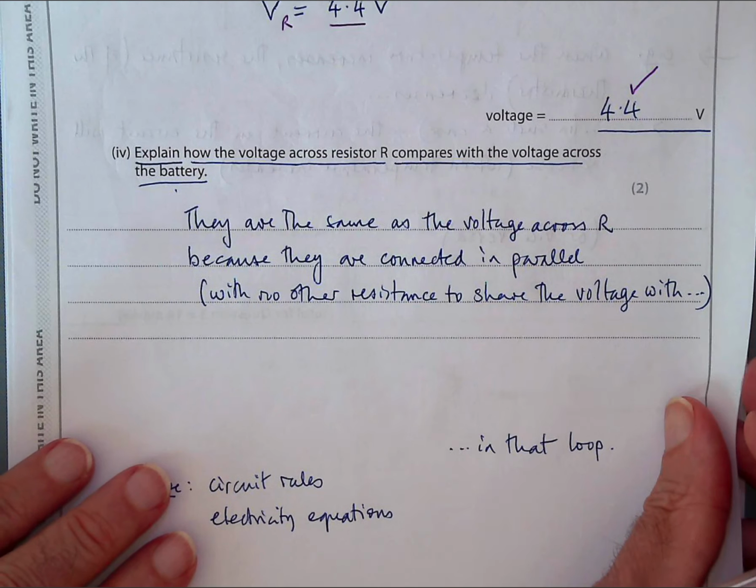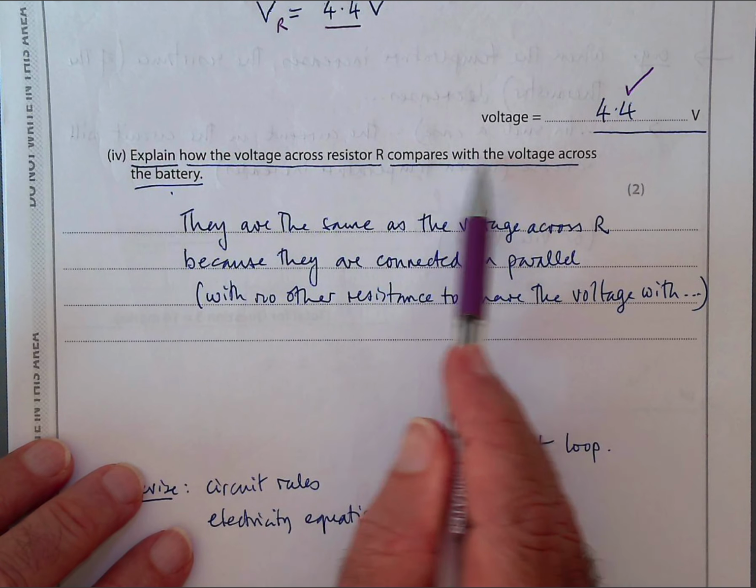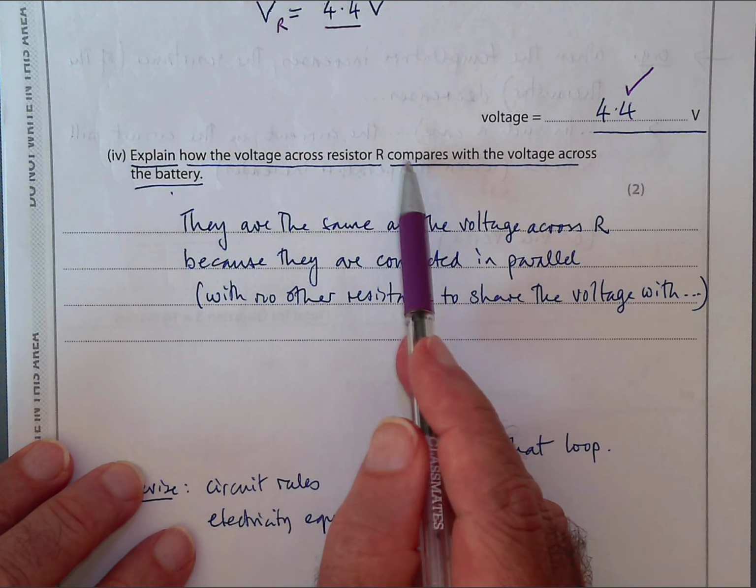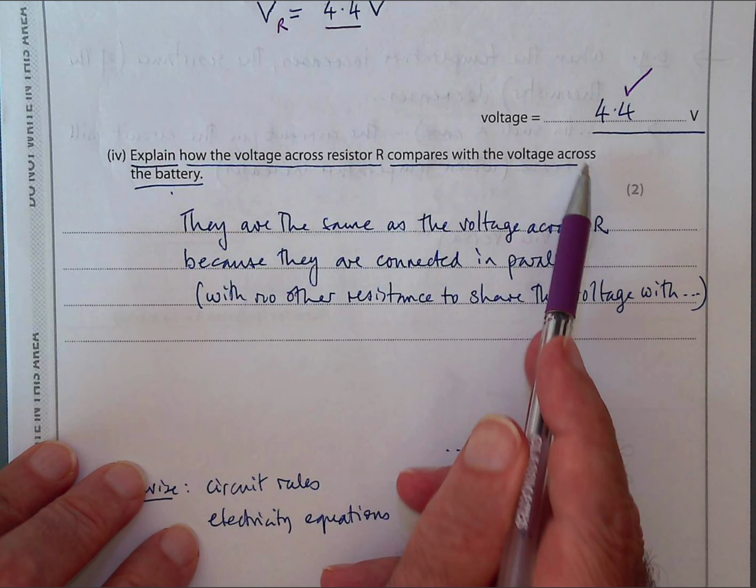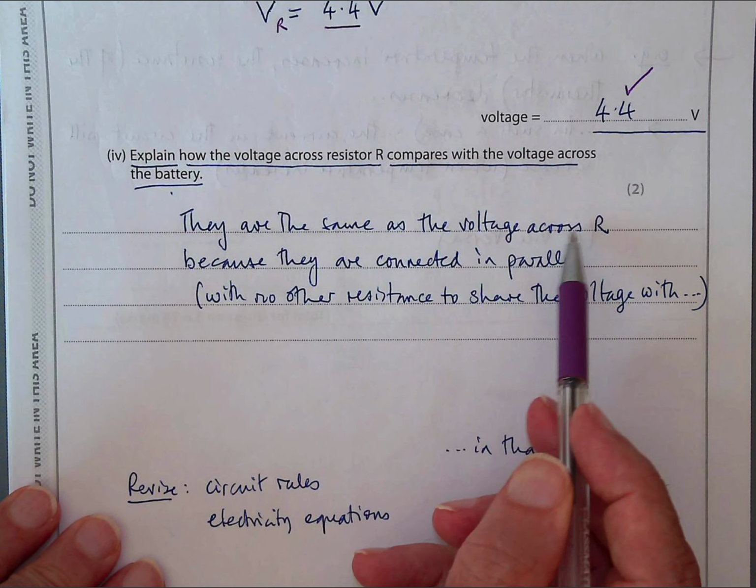Then we go to the final part. Explain how the voltage across resistor R compares with the voltage across the battery. Well, we went through that. One of the rules is that they are the same voltage across R.